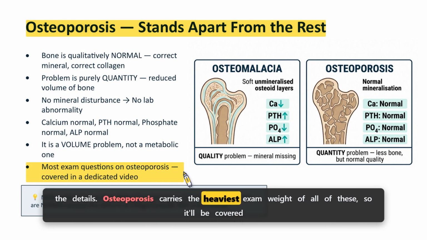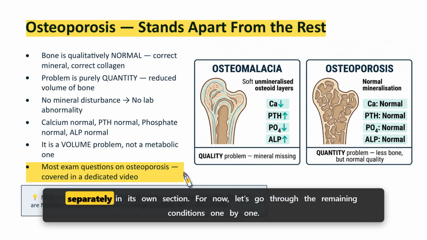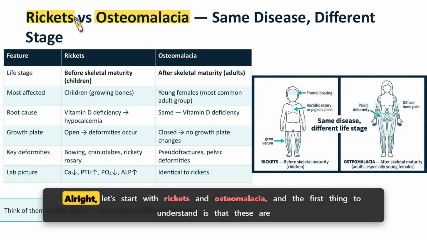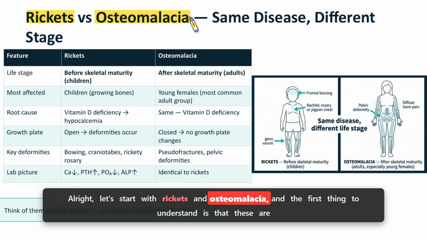Osteoporosis carries the heaviest exam weight of all of these, so it'll be covered separately in its own section. For now, let's go through the remaining conditions one by one. Alright, let's start with rickets and osteomalacia.